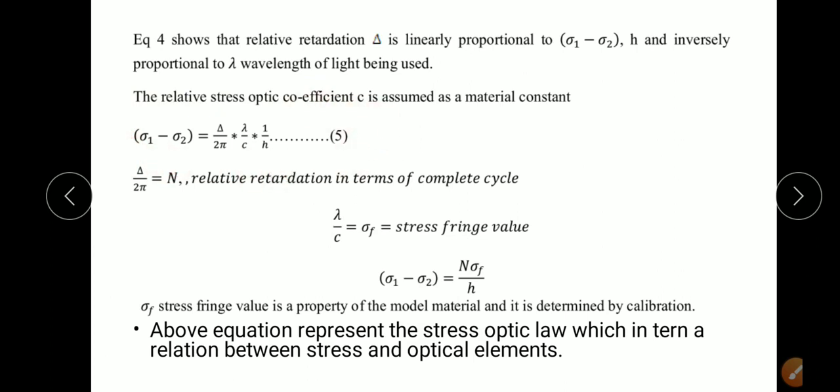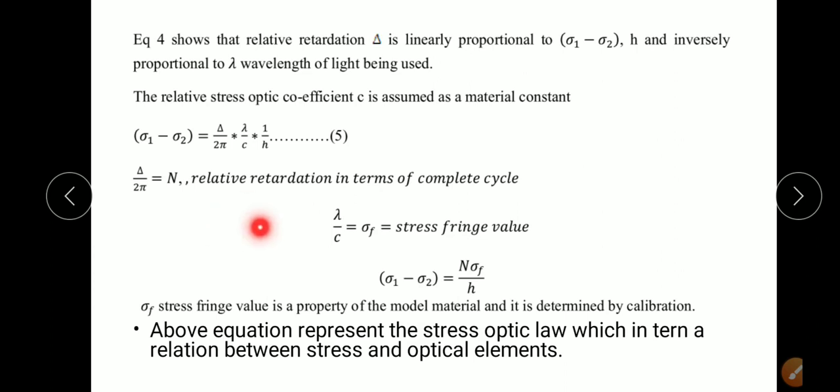Here some values you are going to take. Delta by 2 pi is taken as n, the relative retardation in terms of complete cycles, which is also called the fringe order. The n is also called the fringe order. By delta by 2 pi you get the fringe order. The fringe order is obtained from the model fringes, so if you count the number of fringes, you will get the fringe order, and thereby the n value.